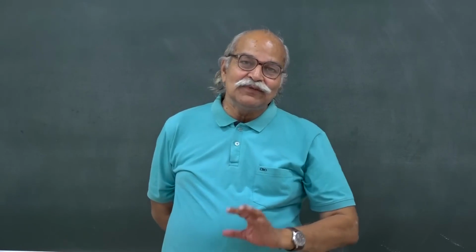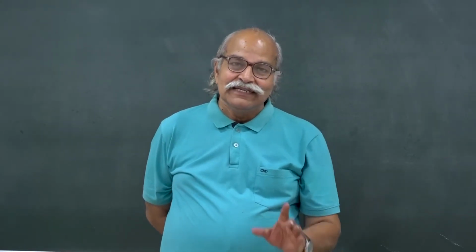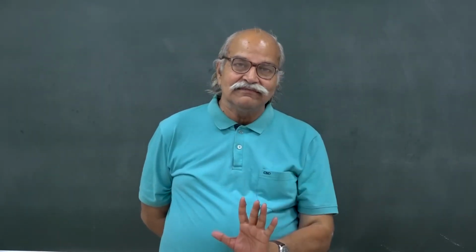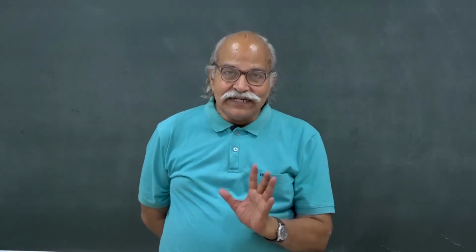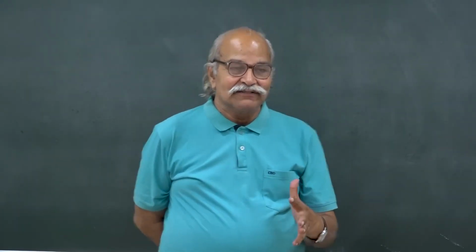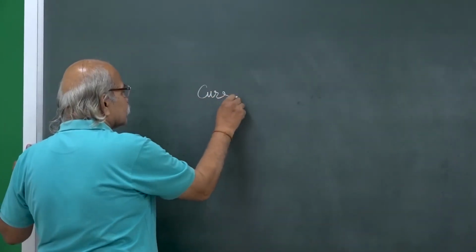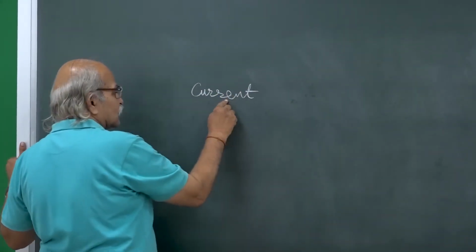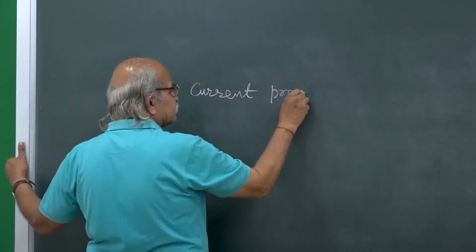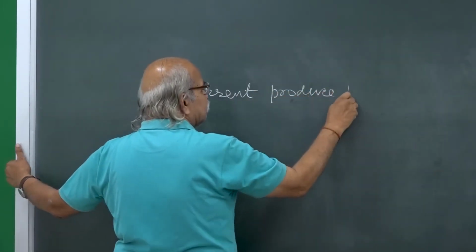So, basically both the sources that we have shown is just one physics of it. There is a current and that produces magnetic field. So, that is it, this is the source, current produces B field.